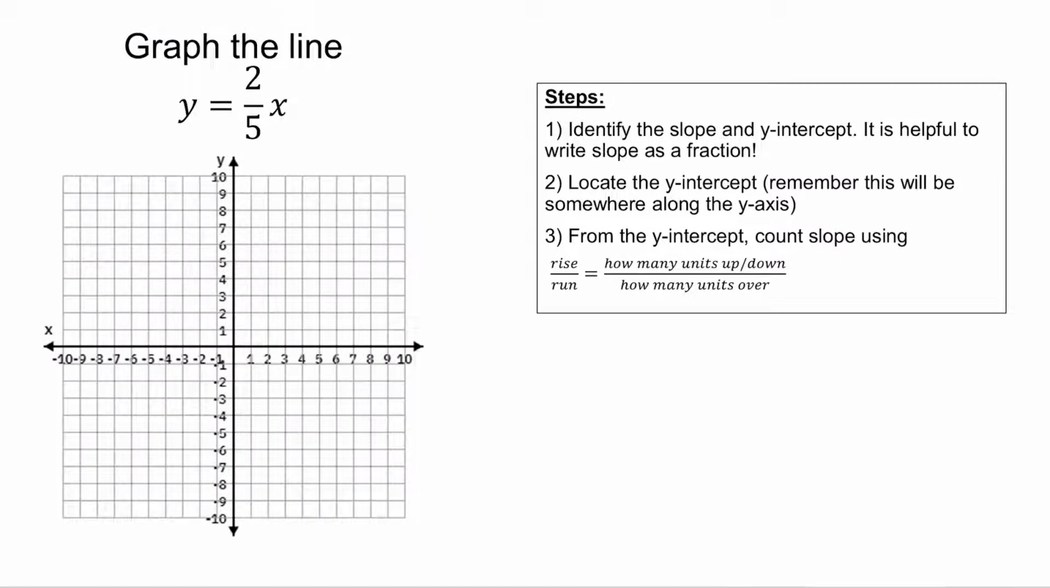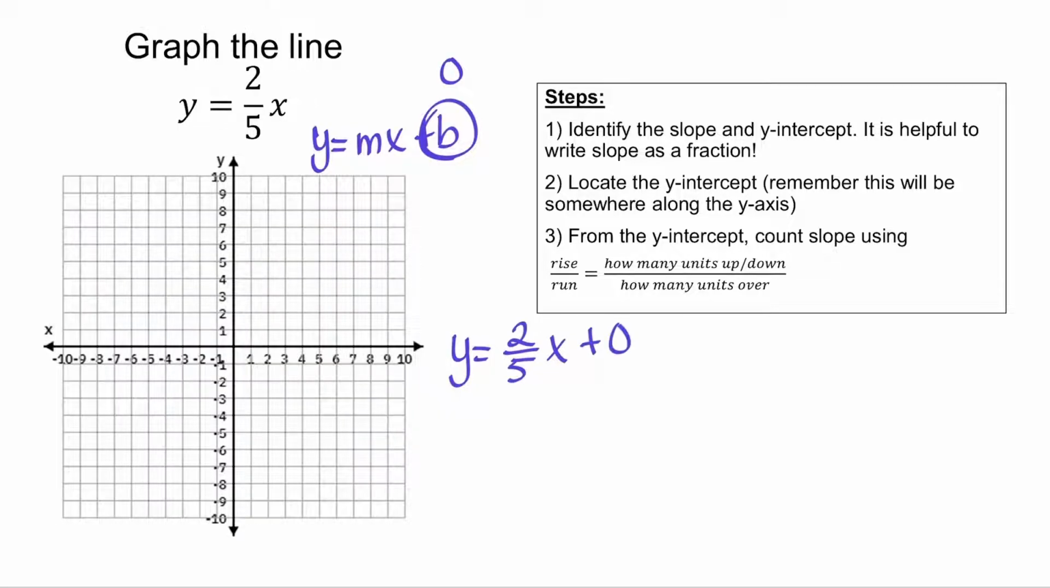Now let's try graphing the line y equals 2/5 x. So once again, we think about slope-intercept form, right? We have an mx plus b. Well, in this case, we don't have a plus b. So that term is basically going to be 0. So we can think about this equation as being y equals 2 over 5 x plus 0. So that means that the 2 over 5 is going to be m, 0 is going to be the value of b. So that means that my y-intercept will be at (0, 0), which is the origin.